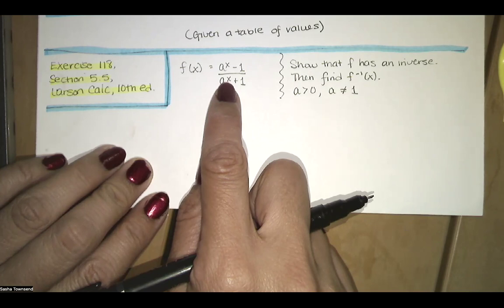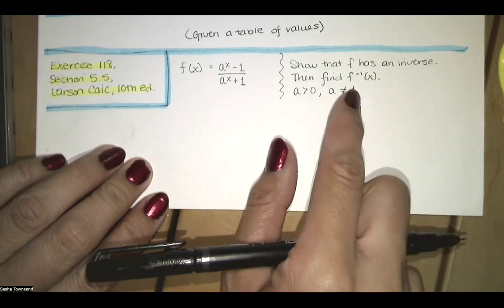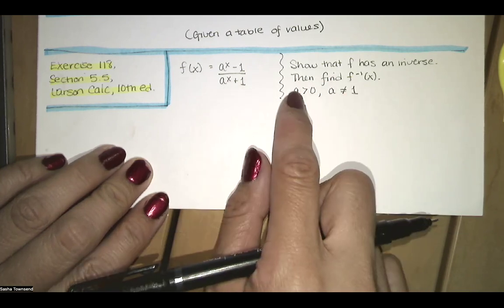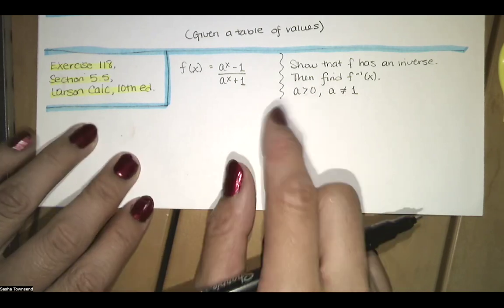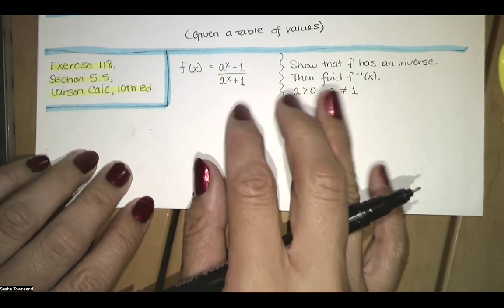We're asked to show that this function f has an inverse, and then we're asked to find f inverse. Here we're assuming a is a positive number and a is not equal to 1. There are a couple of things that we might be interested in learning.